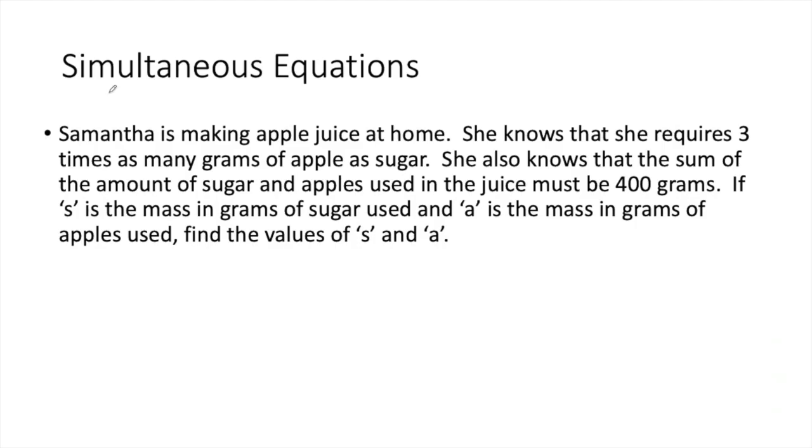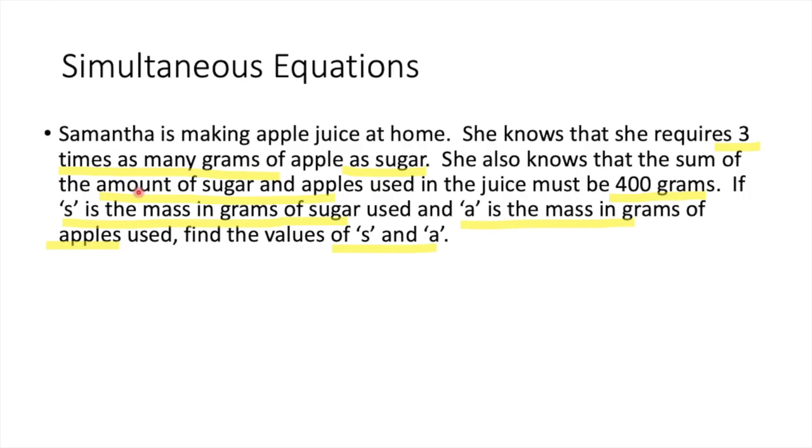In this video, we'll be exploring simultaneous equations, or in other words, equations with two or more variables. So let's begin. Samantha is making apple juice at home. She knows that she requires 3 times as many grams of apple as sugar. She also knows that the sum of the amount of sugar and apples used in the juice must be 400 grams. If S is the mass in grams of sugar used and A is the mass in grams of apples used, find the values of S and A.